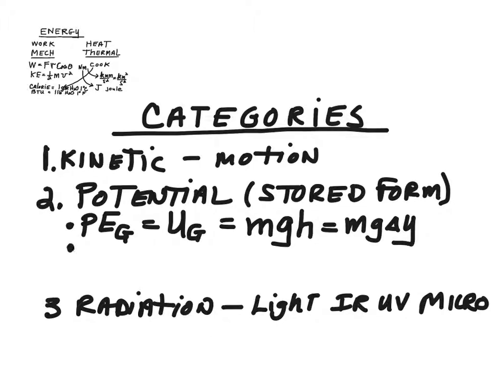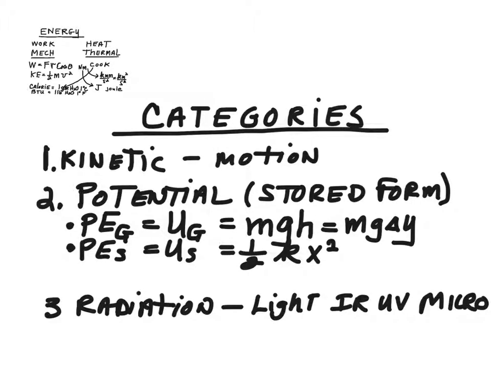The other form of potential energy that we'll talk about in the 2 weeks we study energy is spring potential energy, or U spring. And spring potential energy depends on how stiff the spring is and how much we stretch or compress it. So the equation, which we'll talk about in more detail later, is 1/2 k x squared, where x is the amount that we compress or stretch the spring, and k is the spring constant.